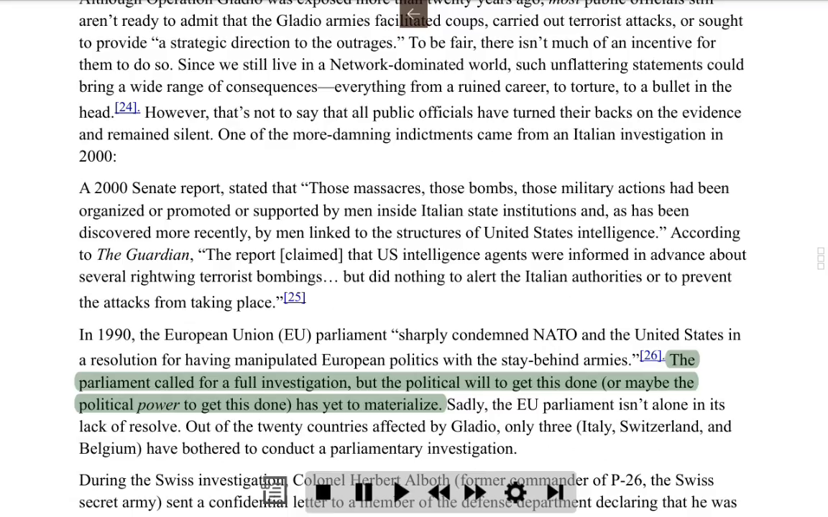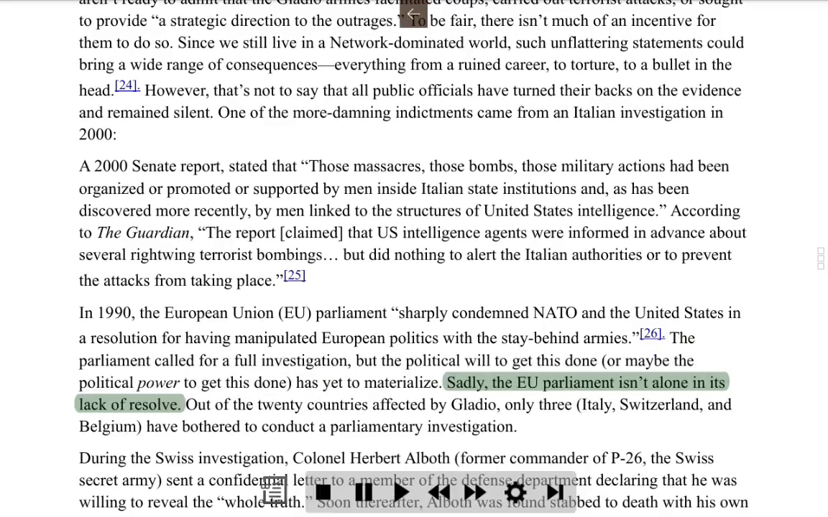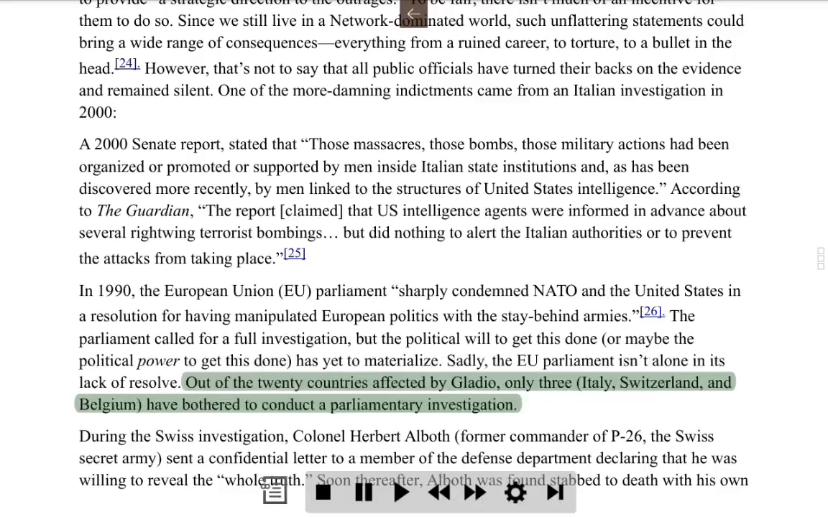26. The Parliament called for a full investigation. But the political will to get this done, or maybe the political power to get this done, has yet to materialize. Sadly, the EU Parliament isn't alone in its lack of resolve. Out of the 20 countries affected by Gladio, only 3, Italy, Switzerland, and Belgium, have bothered to conduct a parliamentary investigation.